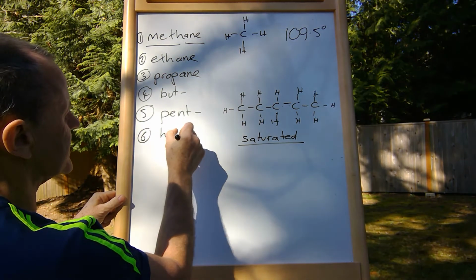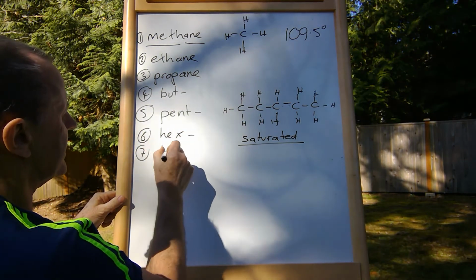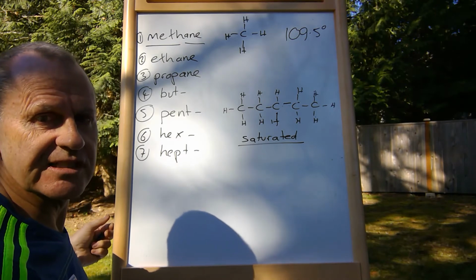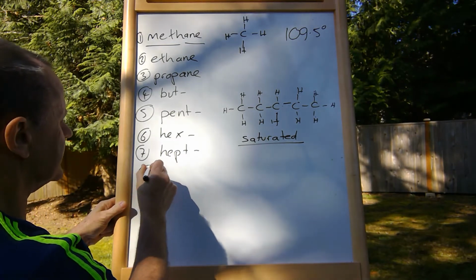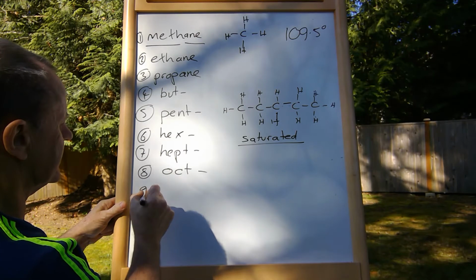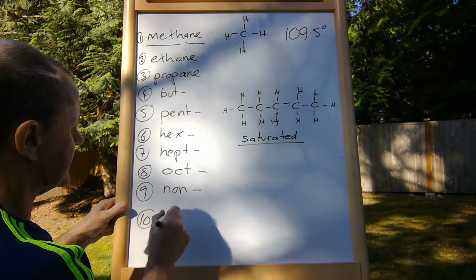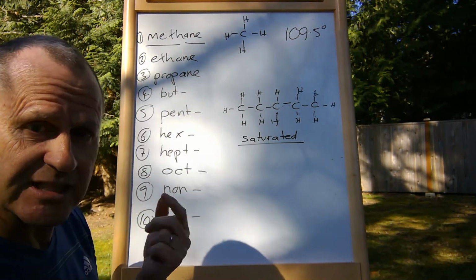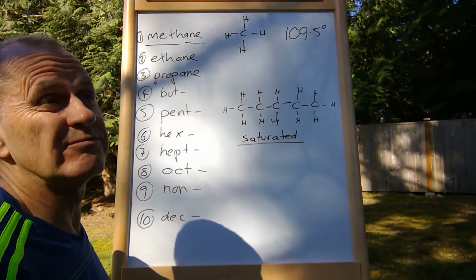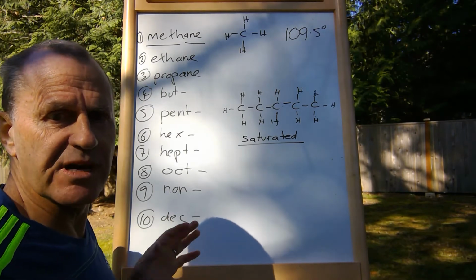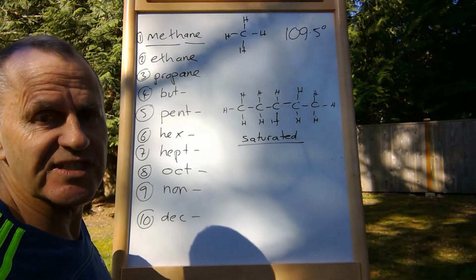6 would be hexane, 7 heptane, and now it's looking like drawing polygons, like hexagons and stuff. 8, as you'd expect, 9 nonane, and 10 is decane. Now we may as well go on because many of the hydrocarbons we've been using, such as those that make up candle wax, are much, much longer than a chain of 10.